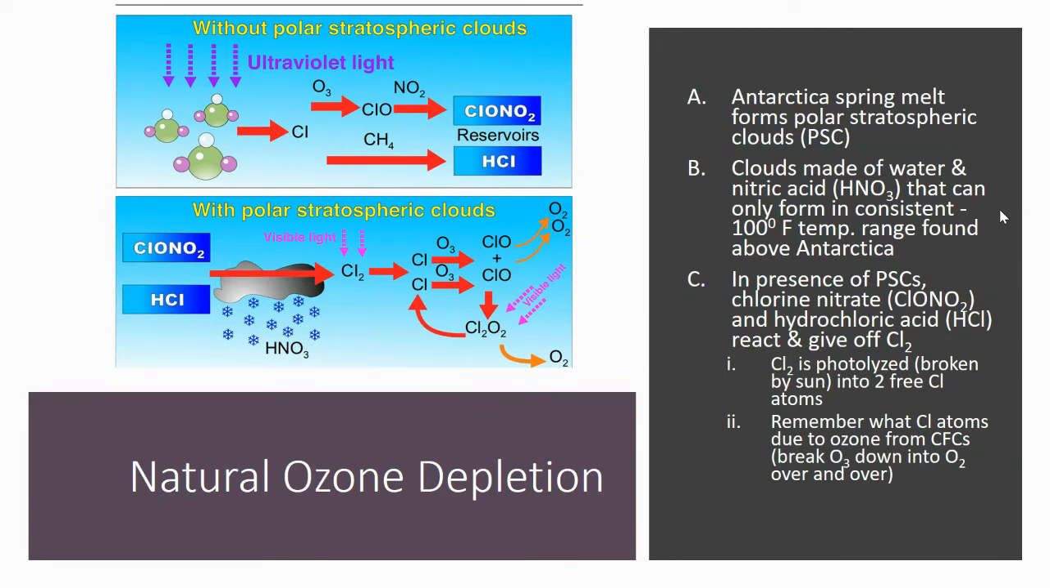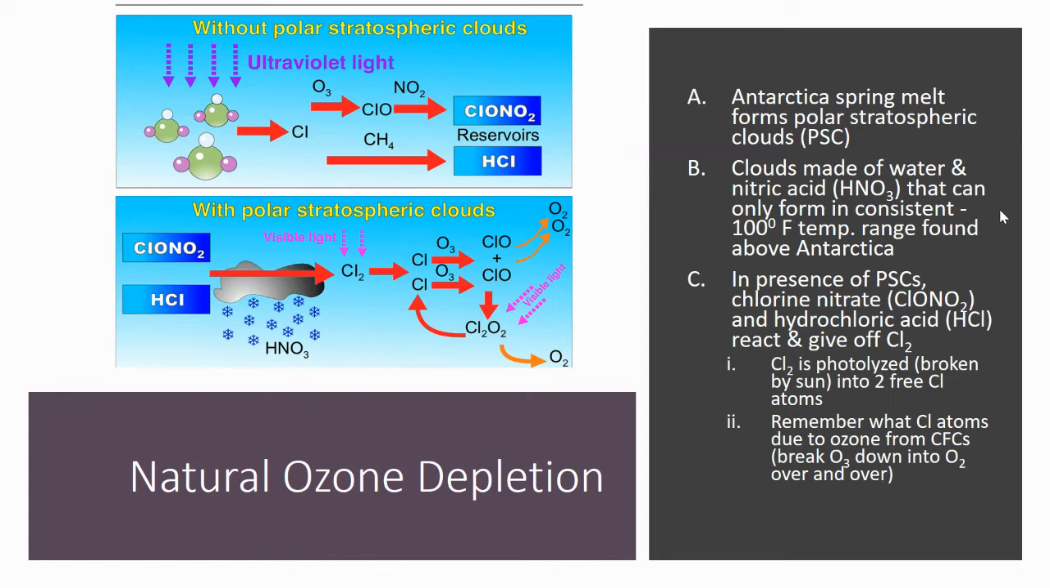Now, what about natural ozone depletion? So there are actually areas on Earth where we're going to see natural depletion of the ozone layer, and that's specifically in Antarctica in the spring melt, which are going to form polar stratospheric clouds. Those clouds are made of water and nitric acid, or HNO3, that can form in consistent 100-degree Fahrenheit temperature ranges found above Antarctica.